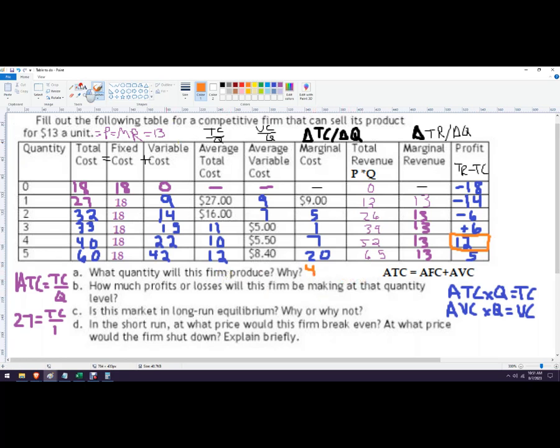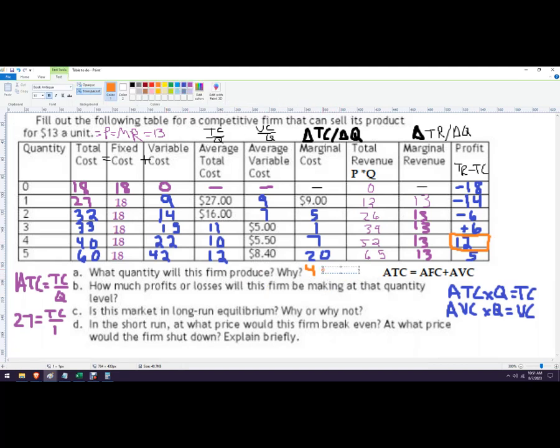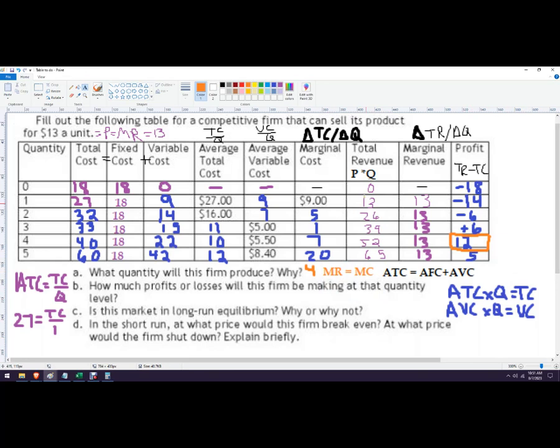This question wants you to say that this firm will produce to where its marginal revenue equals marginal cost. Or you could say it like to the last unit where their marginal revenue is higher than their marginal cost. So we're just going to compare these two columns. Look at the first unit. Are we going to produce the first unit? The marginal revenue is 13. Marginal cost is 9. We're going to go ahead and produce that one.